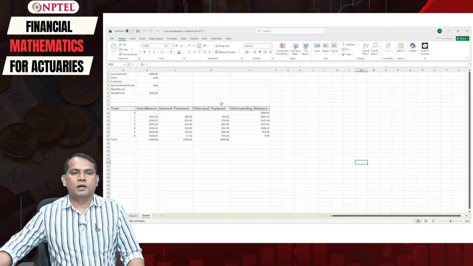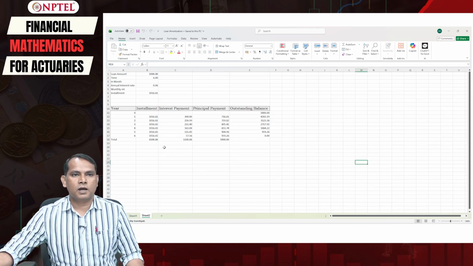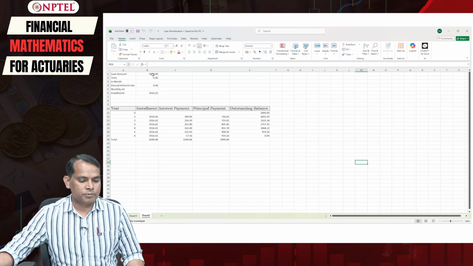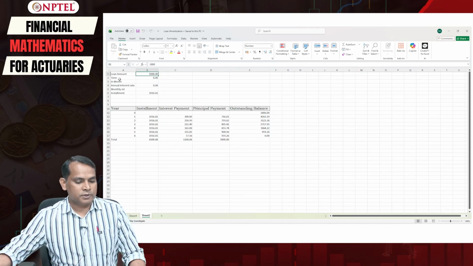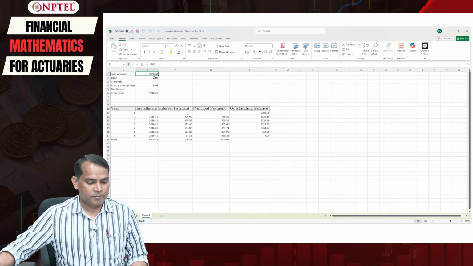Look, I have already done it for you, but I will show you how to do it. This is the loan amount you have entered, 5,000, and the time period, that is the number of installments, is 6. And the annual interest rate is 6%, so I have written here 0.06. Now you need to compute the installment amount.